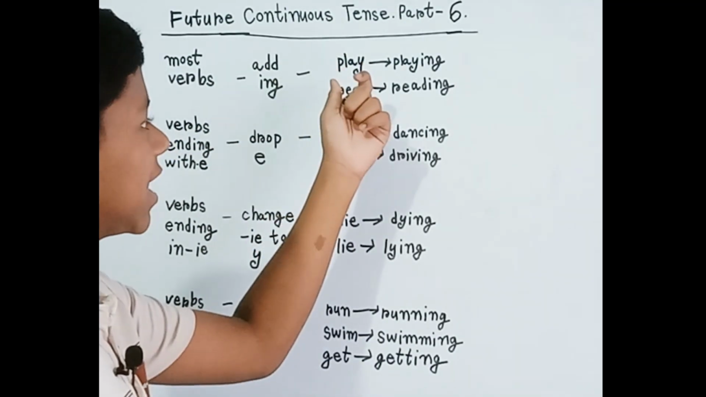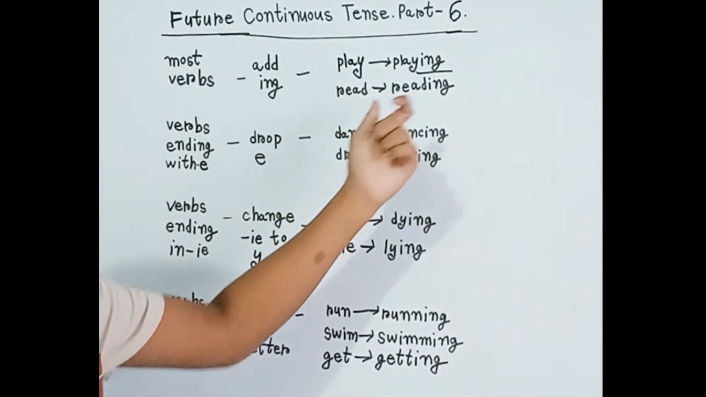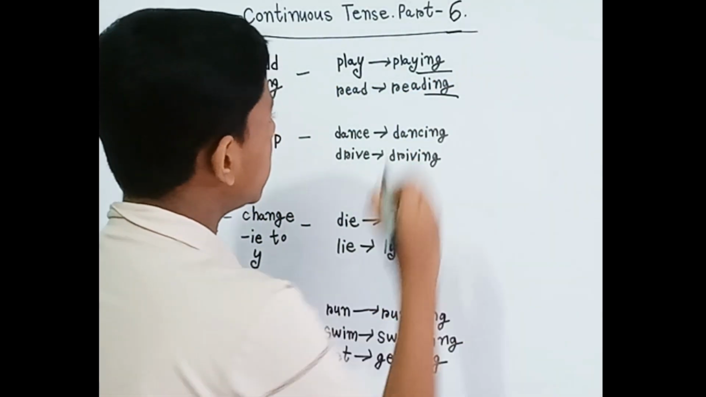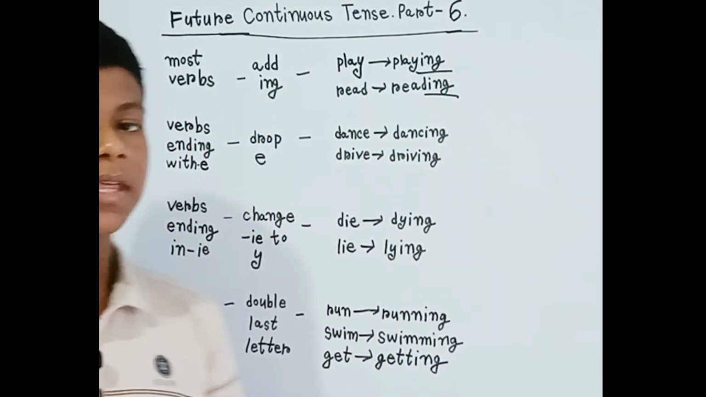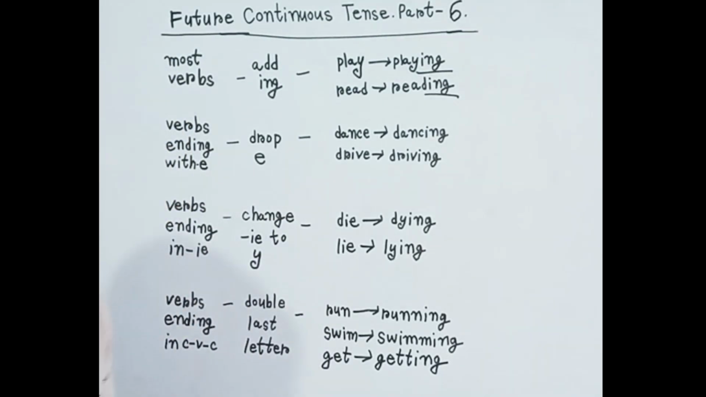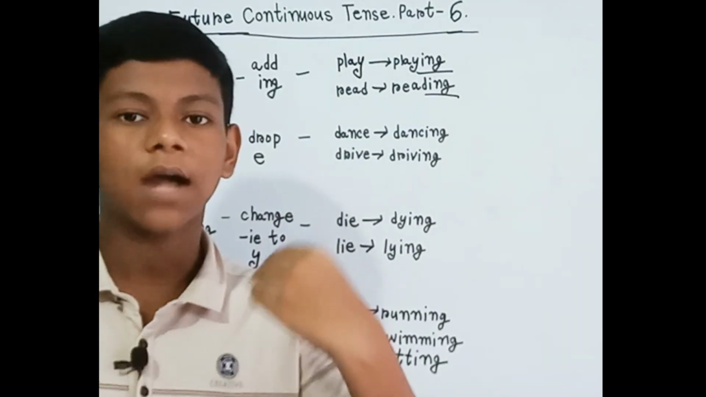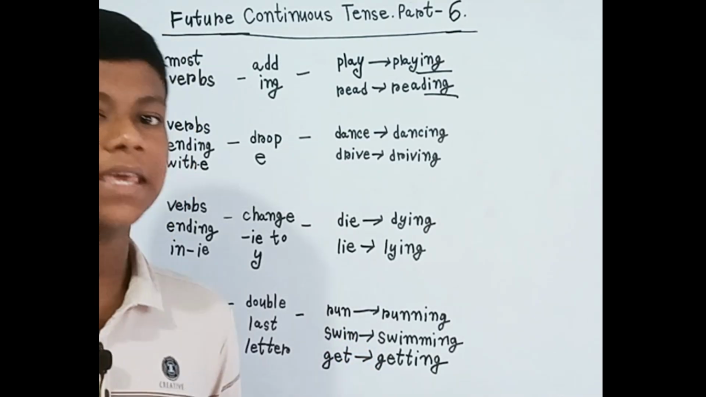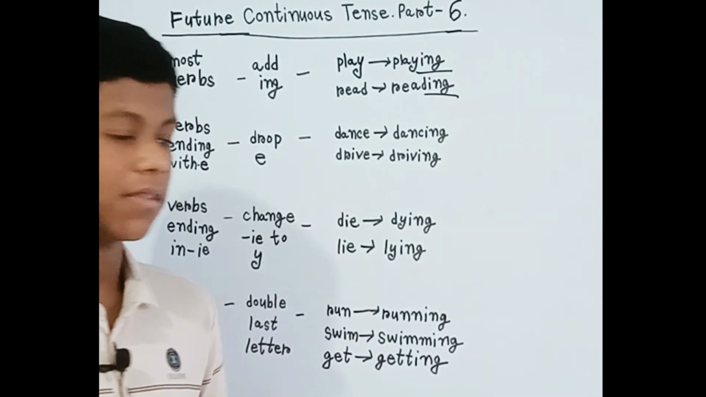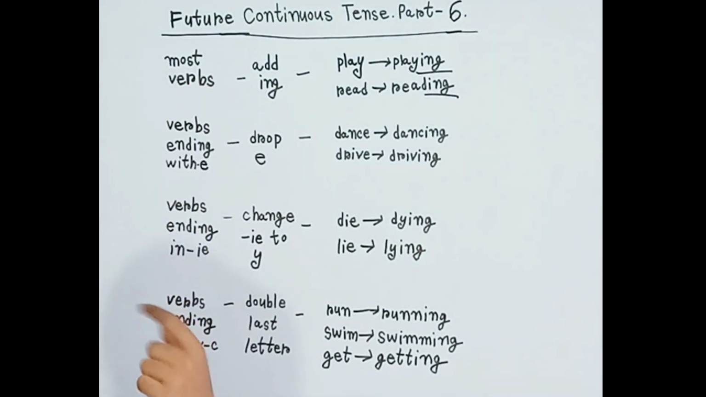For example, play becomes playing. The next is read becomes reading. After the word play or read, we have added the ing. This is called the general type of verbs. On this rule, for example, do becomes doing, study is studying. So you have to just keep this in mind. Okay, these are the general rule.